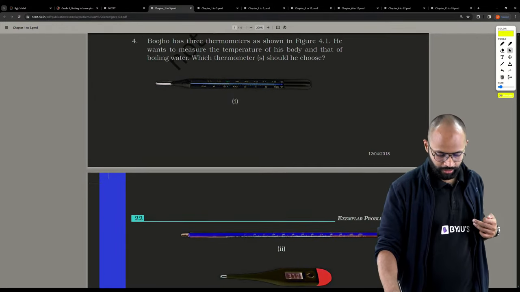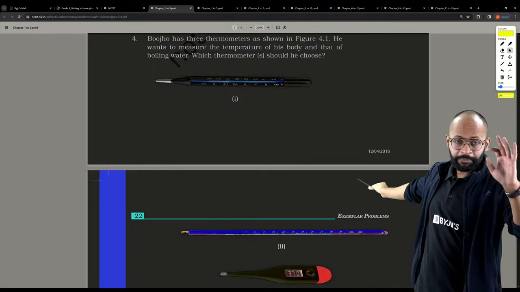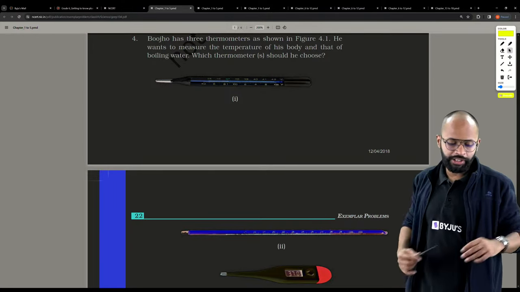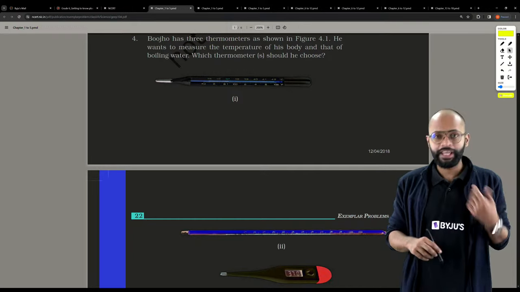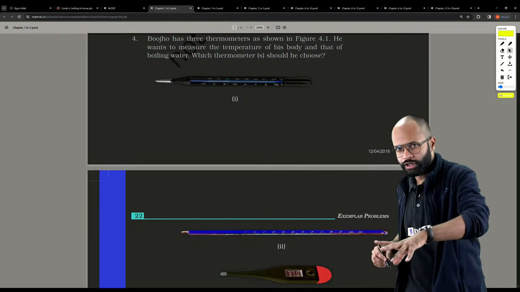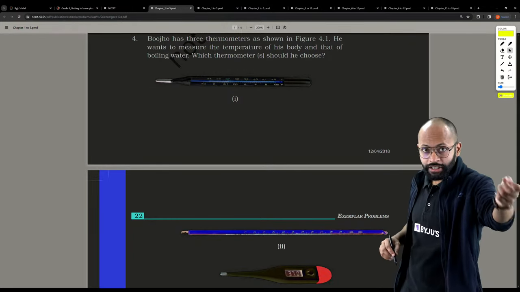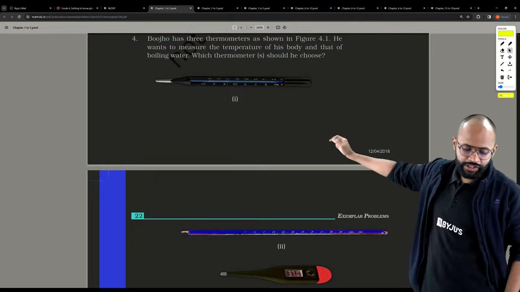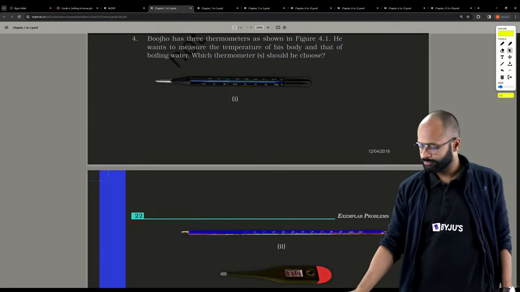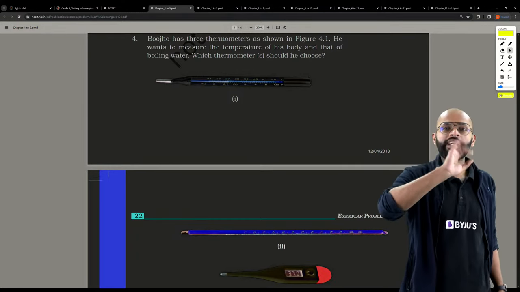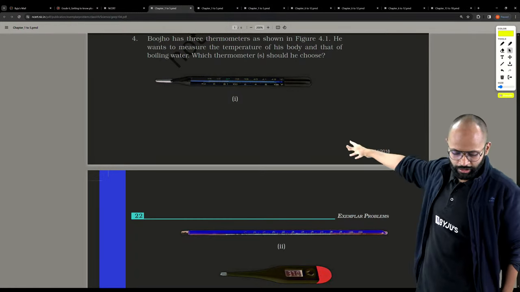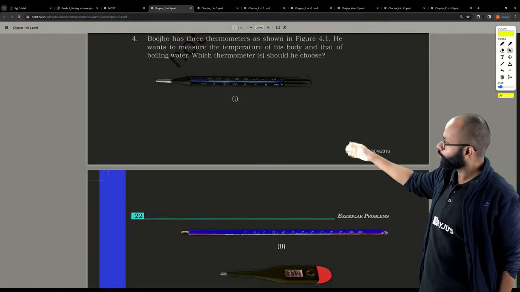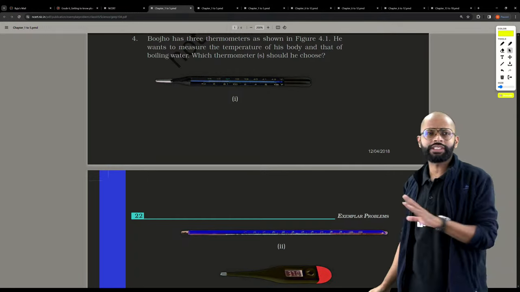These are 3 thermometers. Bujho has 3 thermometers as shown in the figure. He wants to measure the temperature of his body and that of boiling water. Which thermometer should he choose? First tell me, for body temperature, which thermometer can he choose? Which ones can he choose for body temperature?